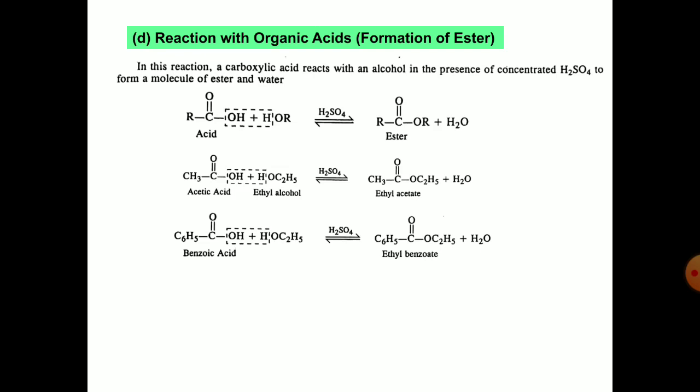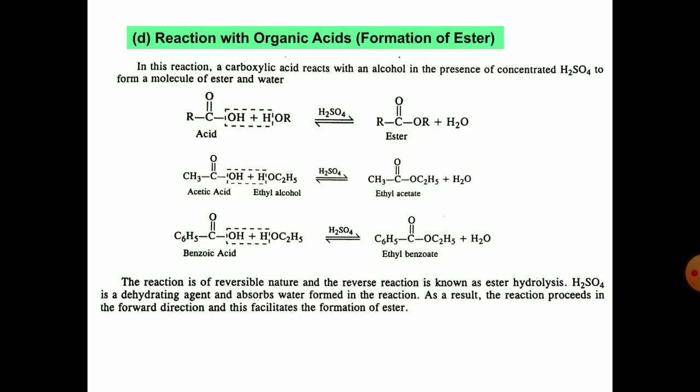Similarly, if you take benzoic acid, C6H5 C double bond OH, this is benzoic acid. When benzoic acid also reacts with ethyl alcohol, what happens? The OH of benzoic acid and the H of ethyl alcohol will be removed in the form of water. So what will form? C6H5 C double bond O OC2H5, which is ethyl benzoate, is produced.